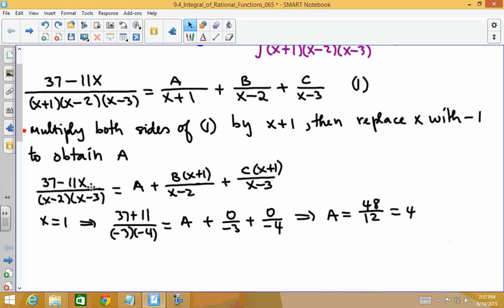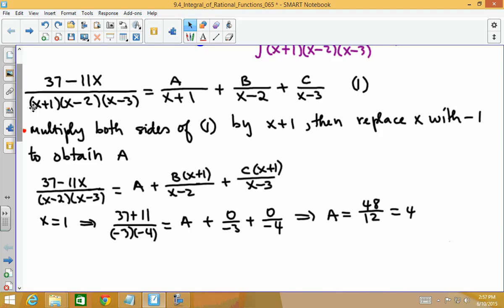So you get 37 plus 11 divided by negative 1 minus 2, which is negative 3, and negative 1 minus 3, which is negative 4. And then you have 0 and 0 there. So you have 0 over negative 3 plus 0 over negative 4. And finally, it means that a is 37 plus 11, which is 48, over negative 3 times negative 4, which is 12. So 48 over 12, which is 4.